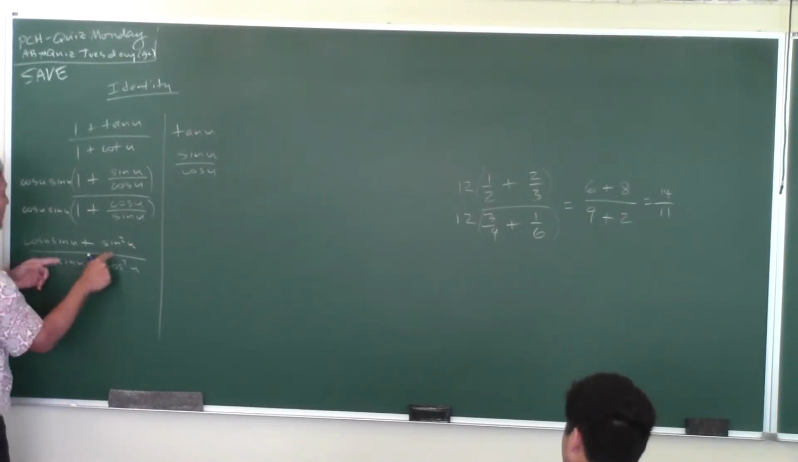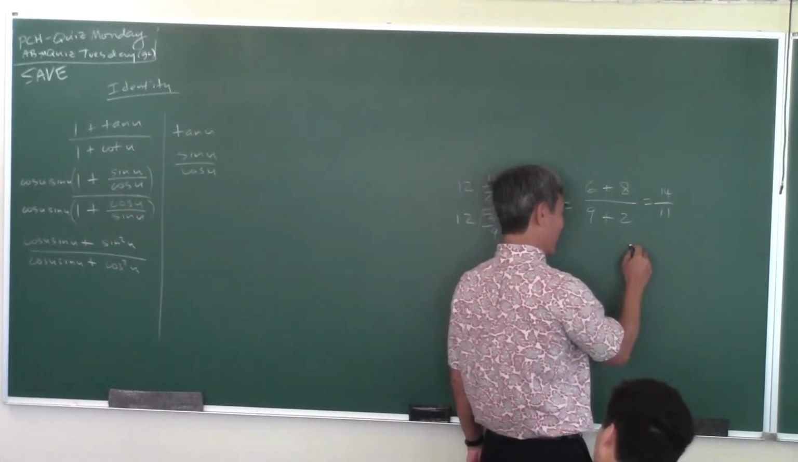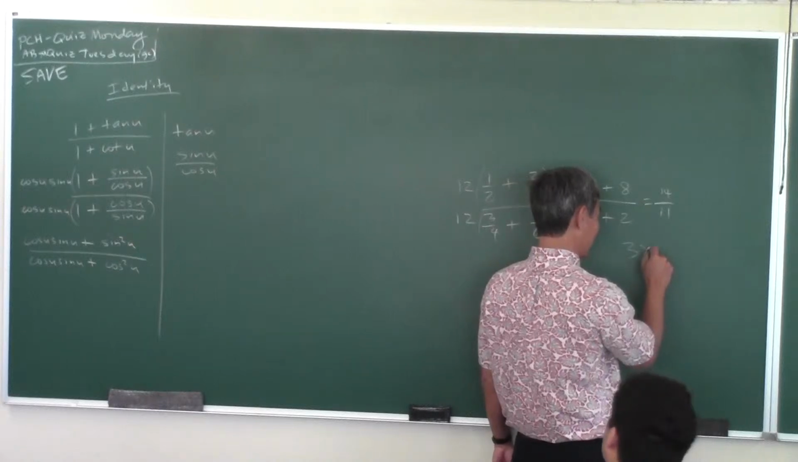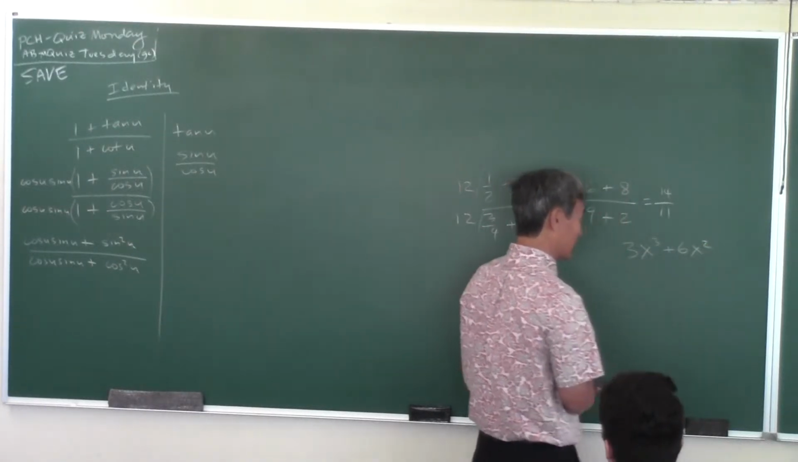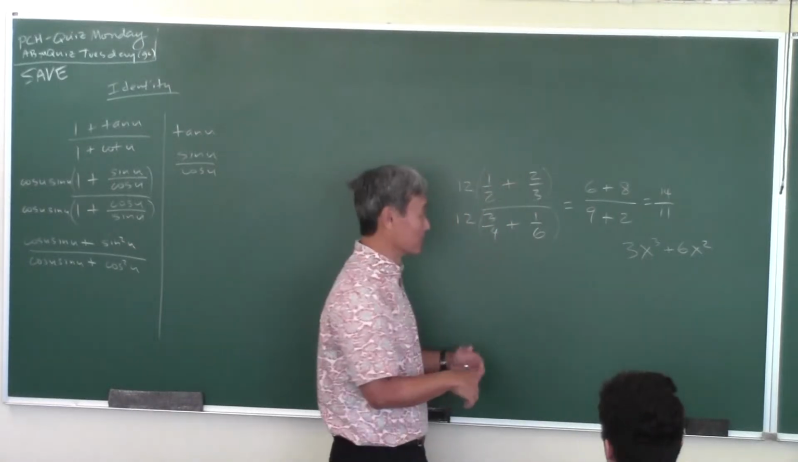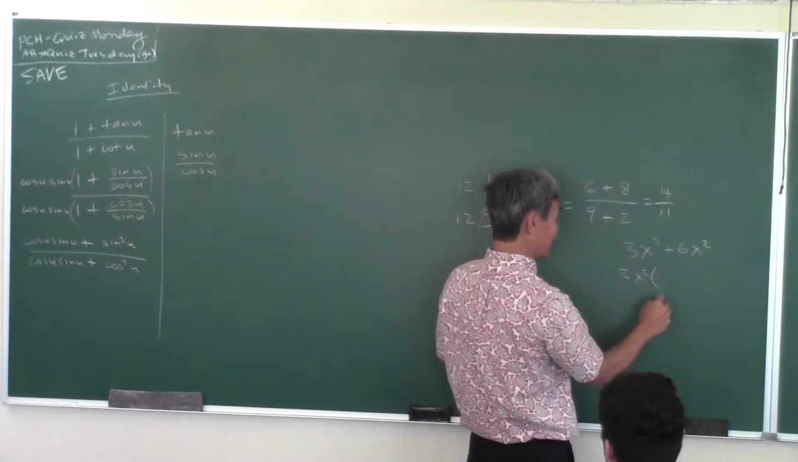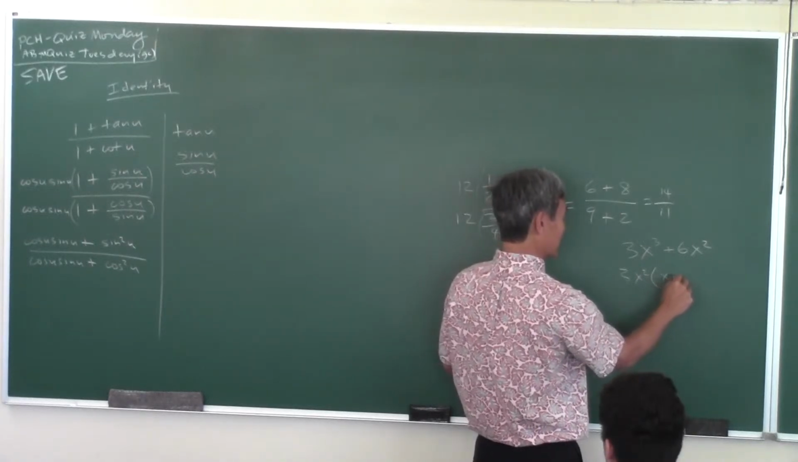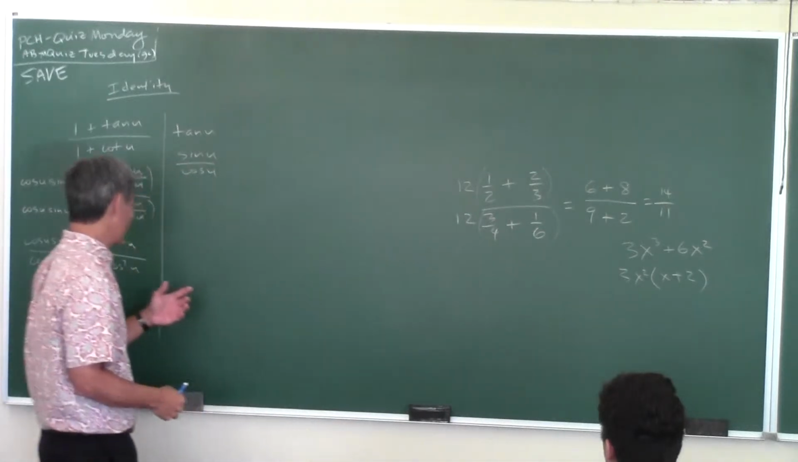Okay, let's go back to algebra 1. Holy cow, people! 3x cubed plus 6x squared. What can I factor out from those two? 3x squared. How come now you can do it? And then what's left? x plus 2. It's called factoring, people.